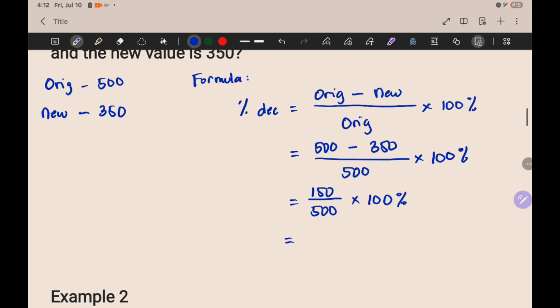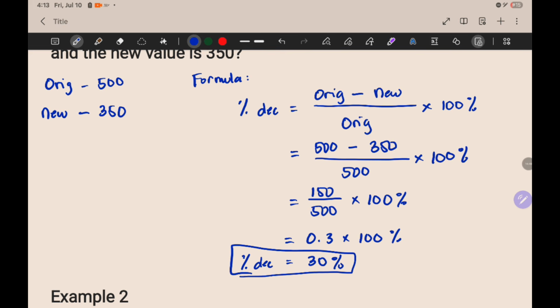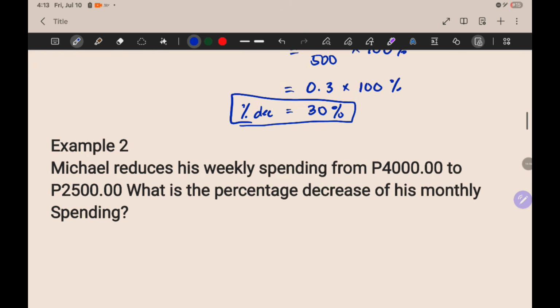So, divide lang natin to. So, 150 divided by 500, that is 0.3 times 100%. So, that is equal to 30%. So, ibig sabihin, ang ating percentage decrease is equal to 30%. So, ganun kalaki ibinaba niya from 500 to 350. Okay? So, let's have our example number 2.